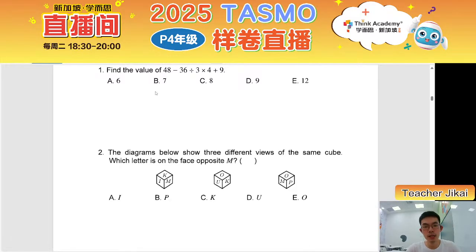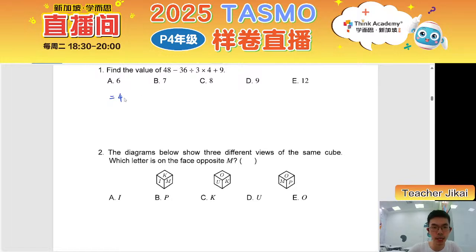Okay, I think all of you have already finished the TASMO sample paper, right? So here, I just directly tell you the answer. The first question, we need to find the value of 48 minus 36 divided by 3 times 4, plus 9. So you just do it, right?